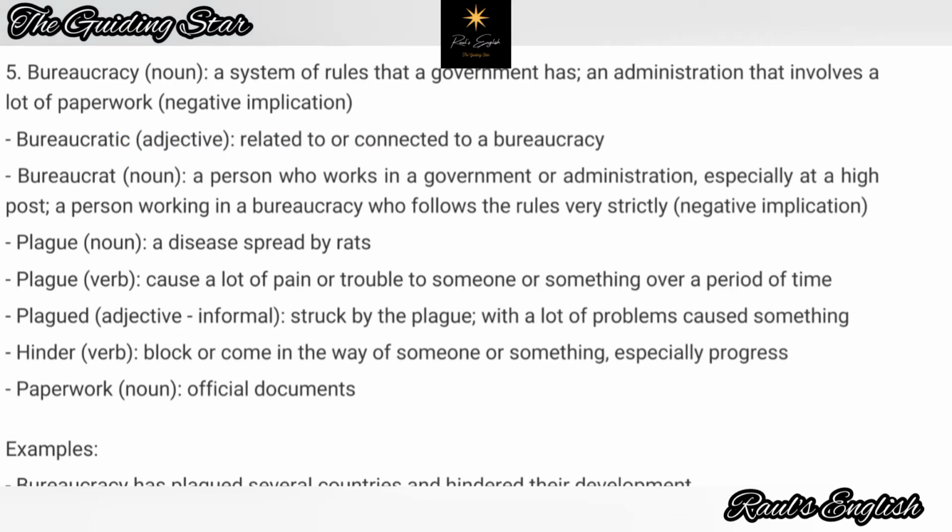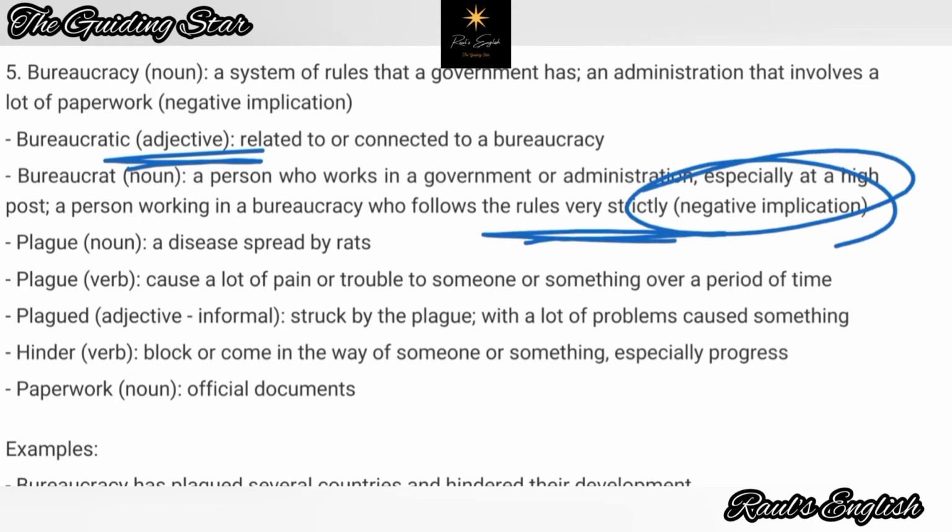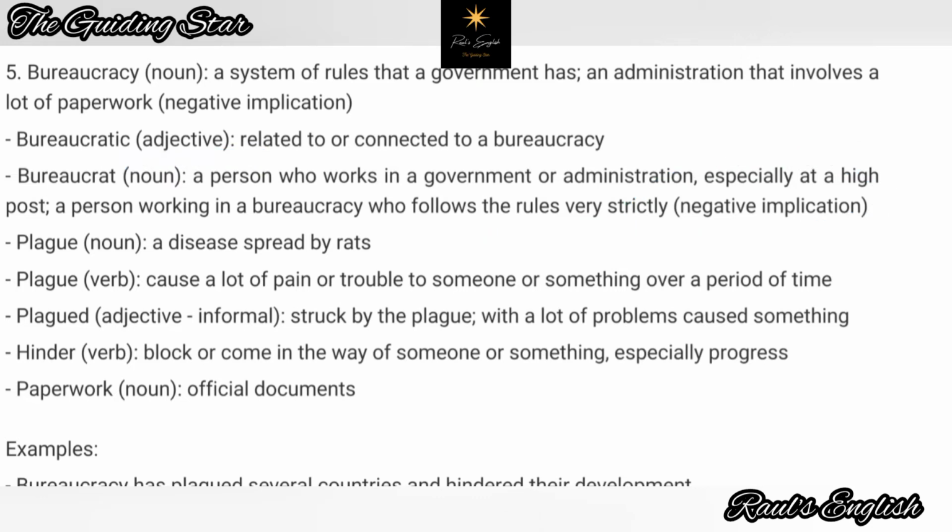And that's how we go on to bureaucratic, adjective, related to or connected to a bureaucracy. Bureaucrat, noun, a person who works in a government or administration, especially at a high post. Doesn't have to be, but especially at a high post. The person who is working in a bureaucracy who follows the rules extremely rigidly or very strictly. Again, that has a negative implication. He's a bureaucrat. There can be easy bureaucrats, but usually you use bureaucrat for a person who follows the rules too strictly. Plague, noun, a disease spread by rats, and we did it that day.